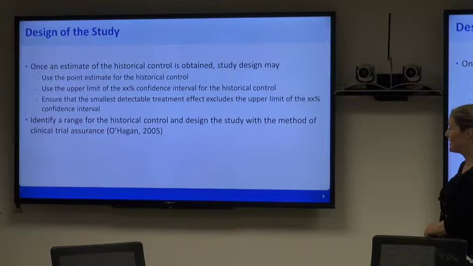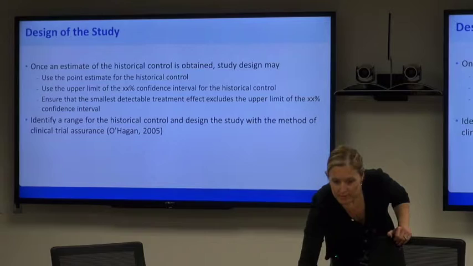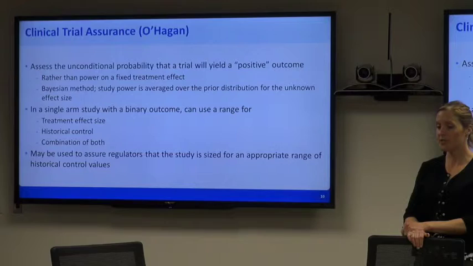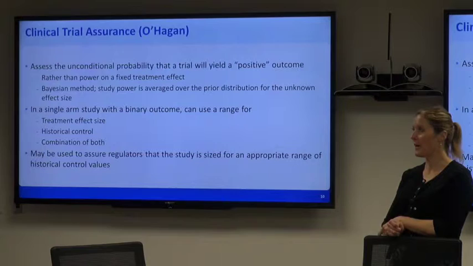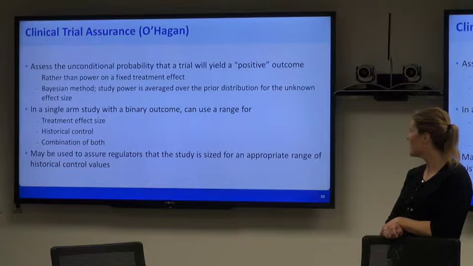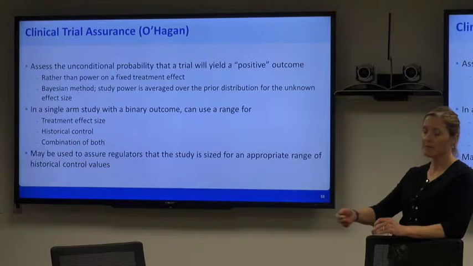Basically, the idea here is that when you design a study, traditionally, you calculate the power. You obtain the power based on a fixed treatment effect. But with the O'Hagan method, you can actually assess the unconditional probability that the trial will be successful over a range of likely outcomes. And this is a Bayesian method.